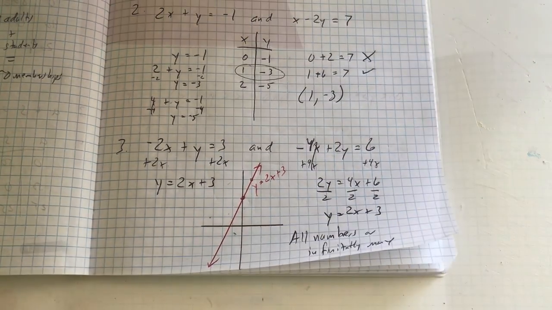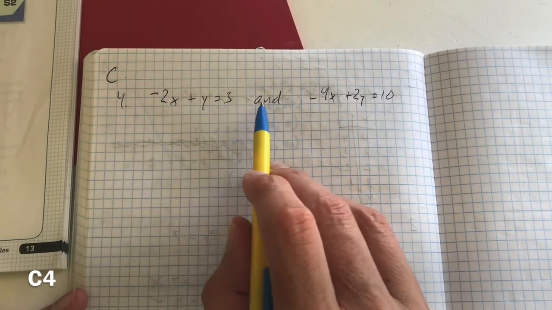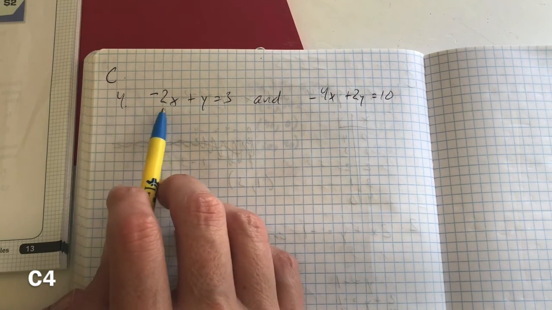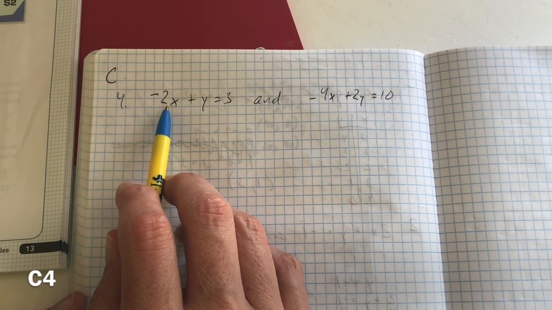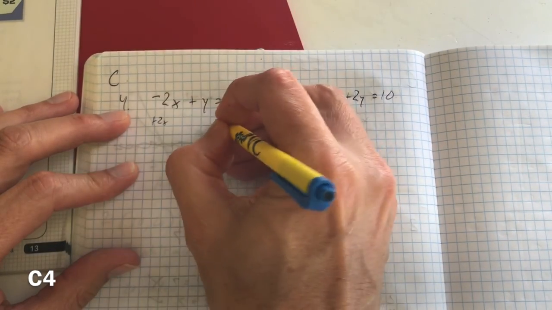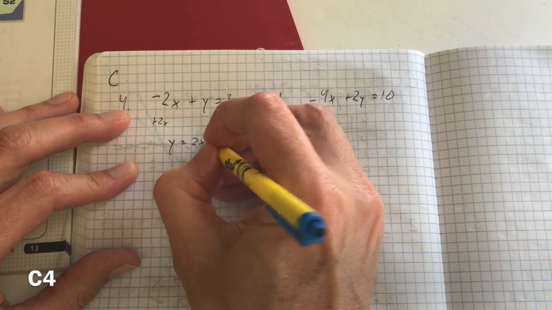Infinitely many. Okay, part C. -2x plus y equals 3 and -4x plus 2y equals 10. Now, interesting, this is the equation we just had from the last one. So I'm going to put it back in that same form, if you recall. Plus 2x, plus 2x, y equals 2x plus 3.